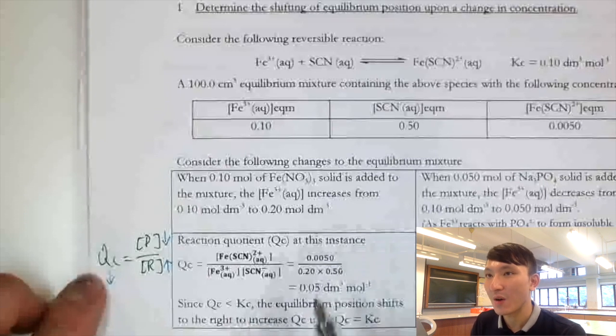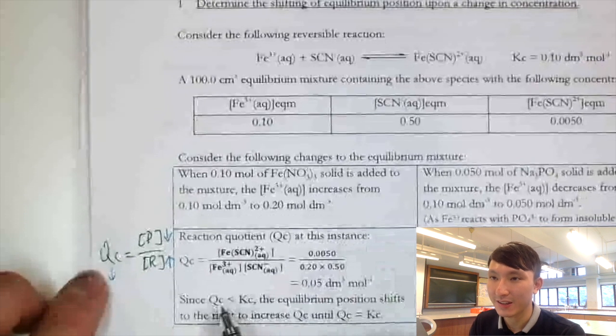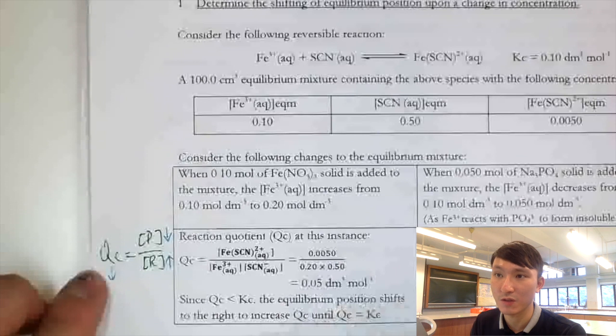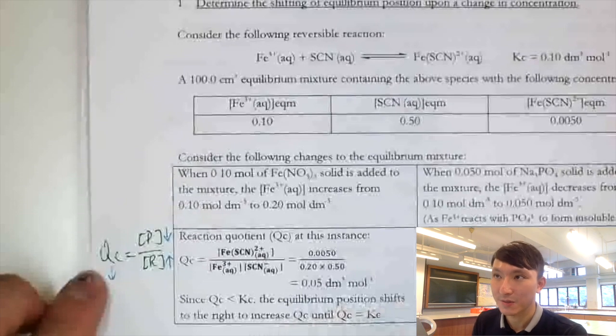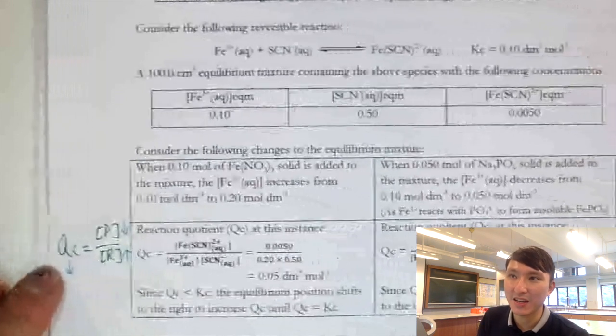Okay, so this is how it works. So looking at here, if QC is smaller than KC, then the equilibrium position will shift to the right in order to increase the QC until QC equals KC, right? So this is the idea. Now, looking at another situation.